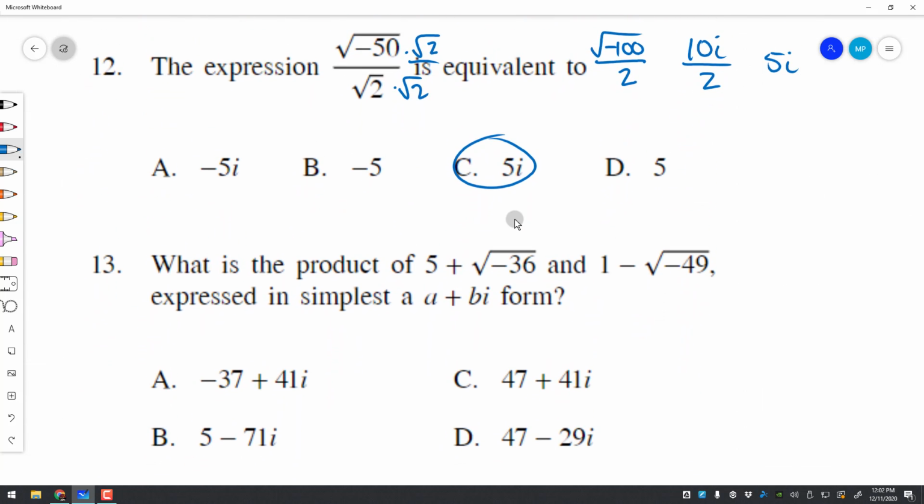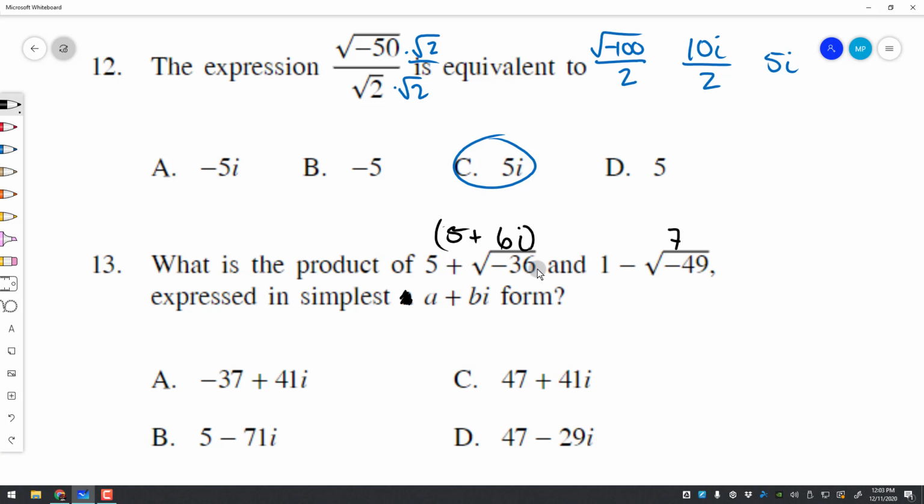13. What is the product of 5 plus the square root of negative 36 and 1 minus the square root of negative 49 expressed in simplest a plus bi form? There's a little extra a in there. Well, let's go ahead and simplify some of these radicals. Because there's a negative sign in my square root, I know we're getting an i out of here, and the square root of 36 is 6. So this expression could also be written as 5 plus 6i.